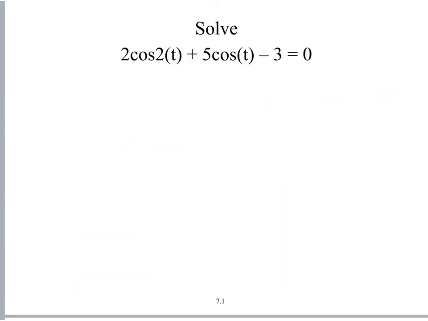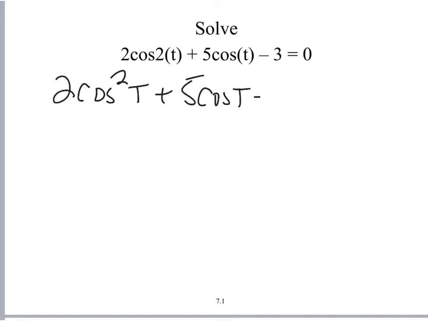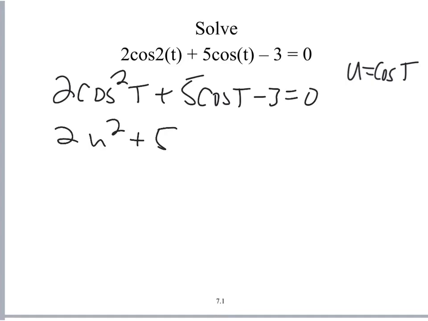Oh, another one. Let's see. So I've got 2 cosine squared t plus 5 cosine t minus 3 equals 0. Well, you could do that whole substitution thing. So 2u squared plus 5u minus 3 equals 0.